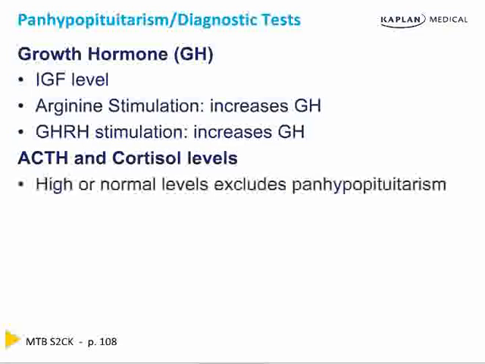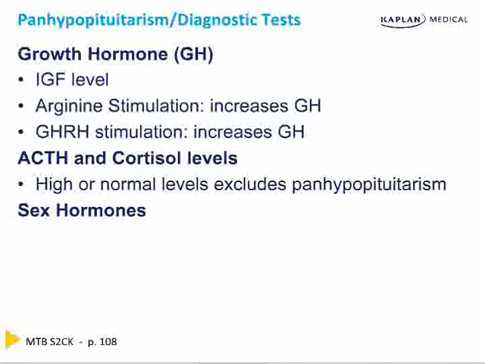High or normal ACTH and cortisol levels exclude panhypopituitarism. The problem that you have is that when the levels are low, you can't tell if you're in the normal trough of a diurnal cycle or whether somebody has real panhypopituitarism.